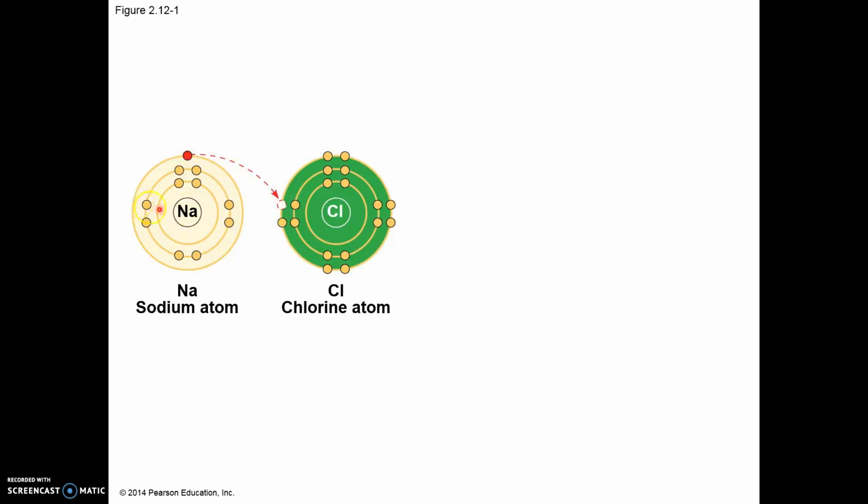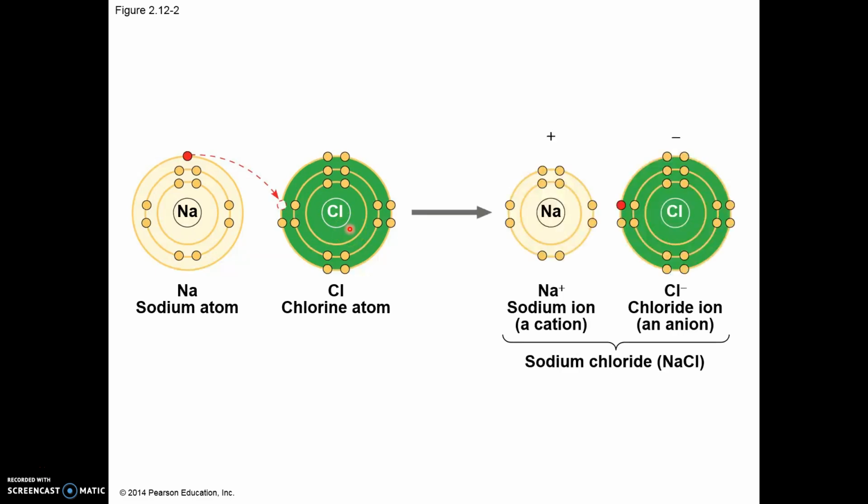Okay, the sodium loses it altogether. The chloride takes it and keeps it. Okay. This has several effects. So number one, sodium is now going to be positively charged because it has 10 electrons, but it has 11 protons. Okay, chloride is the opposite. It now has one extra electron, so it is negatively charged.